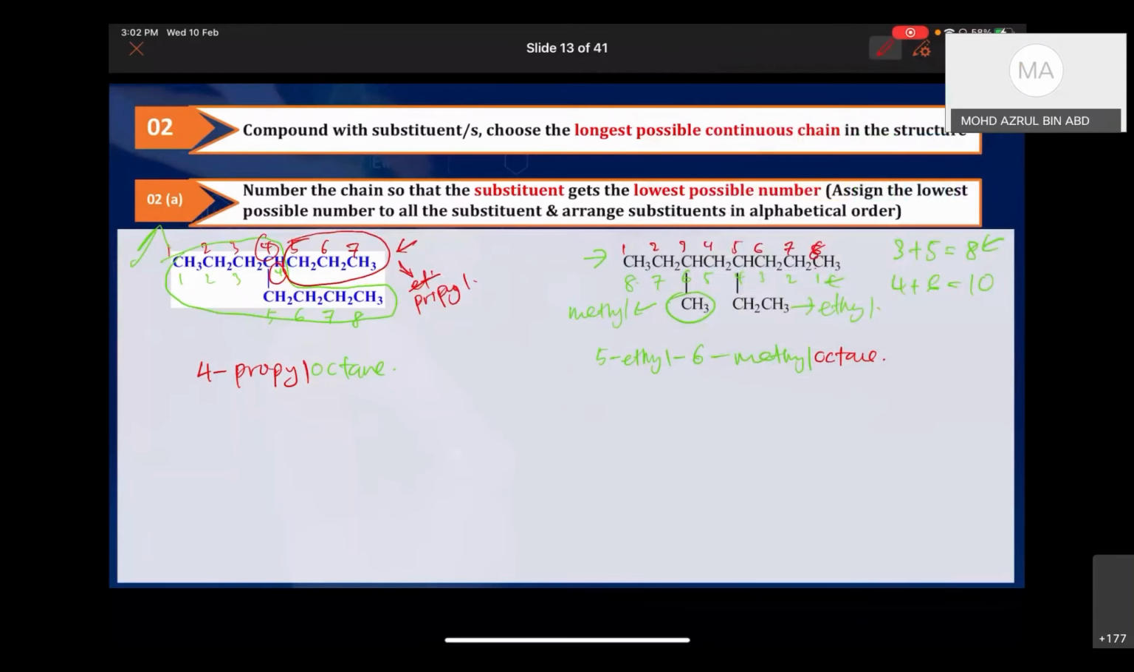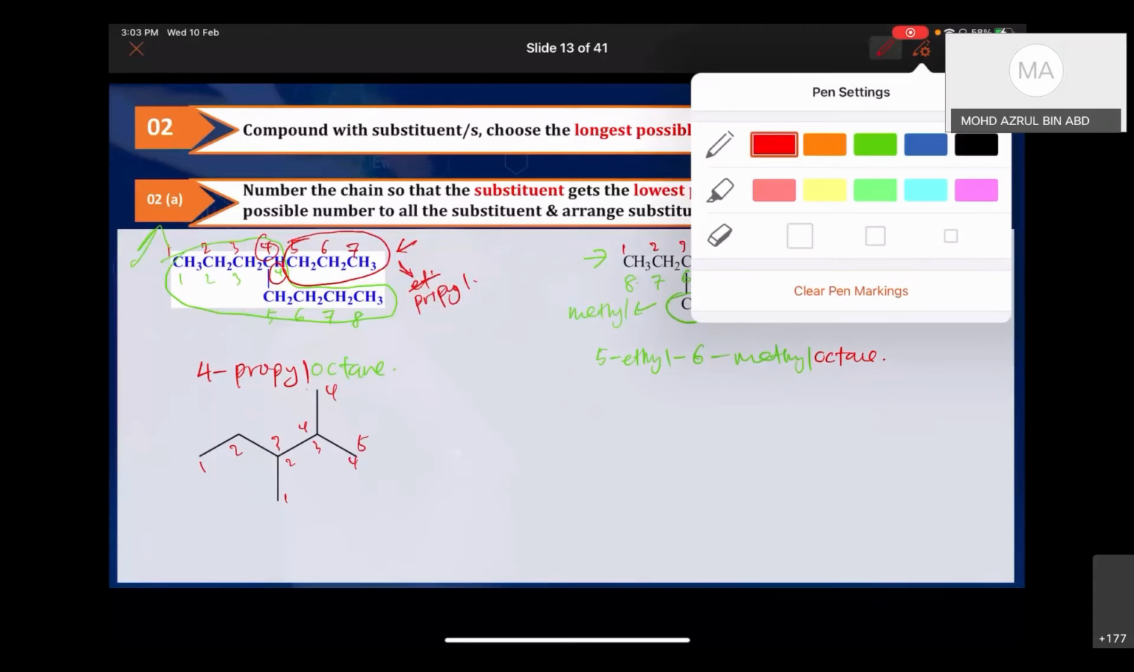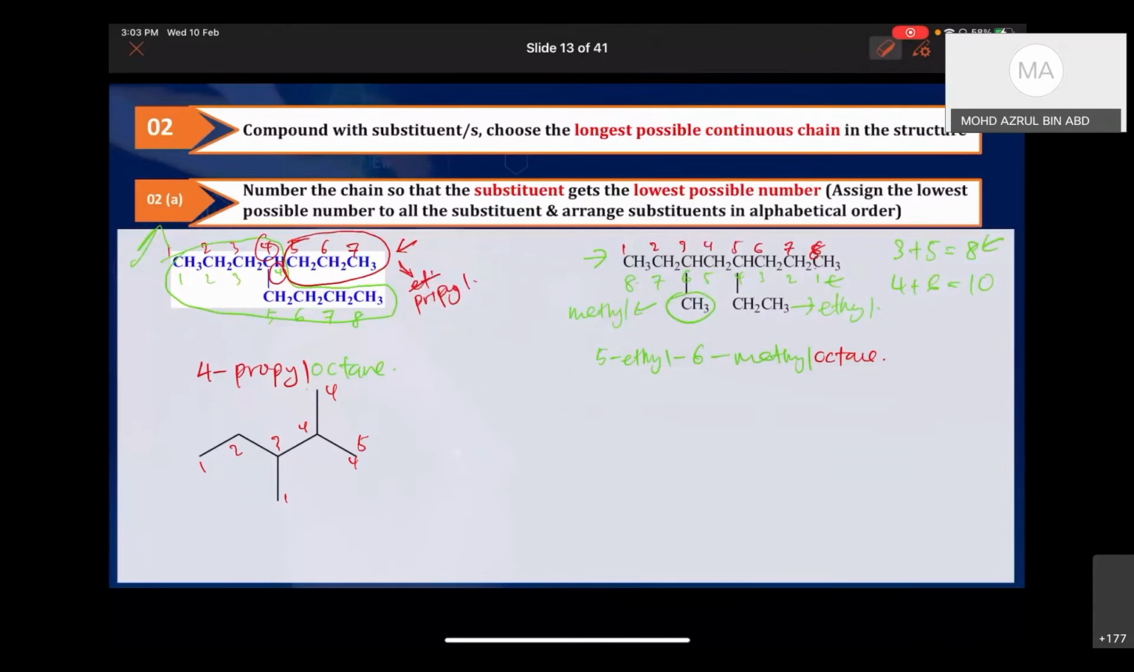Alright, next, another example like this one. So first of all, as usual, you need to find the longest chain of carbon here. Okay, find the longest chain of carbon. For example, here, this one, maybe you need to try and error. Okay, try all the possible ways. Okay, why don't I try this one? 1, 2, 3, 4. No. 1, 2, 3, 4. No. 1, 2, 3, 4, 5. Going upward is also 5. So which means the longest chain is 5. Okay, the longest chain is 5.